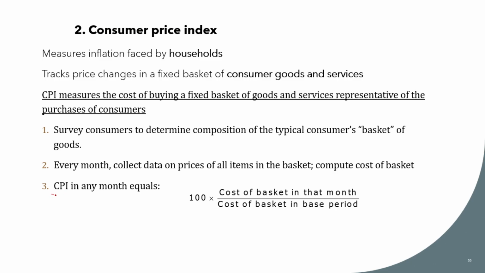Then we calculate the CPI, Consumer Price Index, in any month. This is equal to the cost of the basket in that month. For example, suppose we are calculating the cost of the basket in December 2025. Then we calculate the cost of the same basket in the base year, for example, January 2025. Suppose this is the base year. Then we divide and multiply by 100, and the value we get is the CPI.